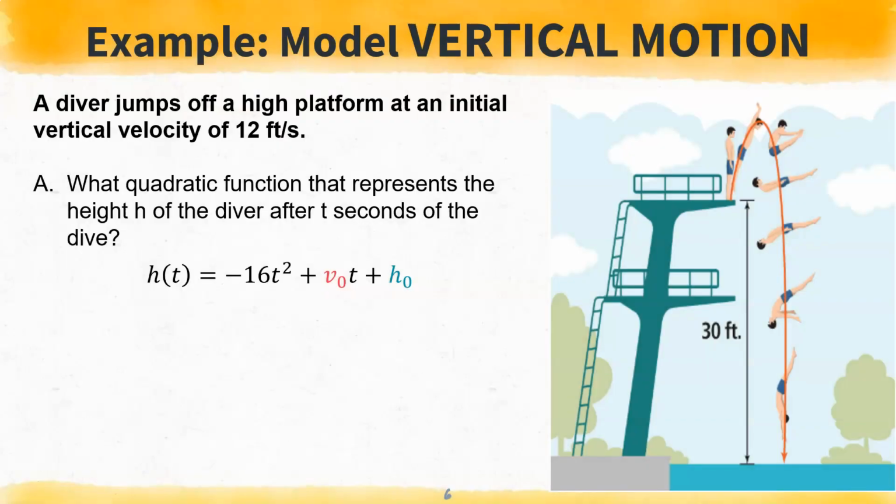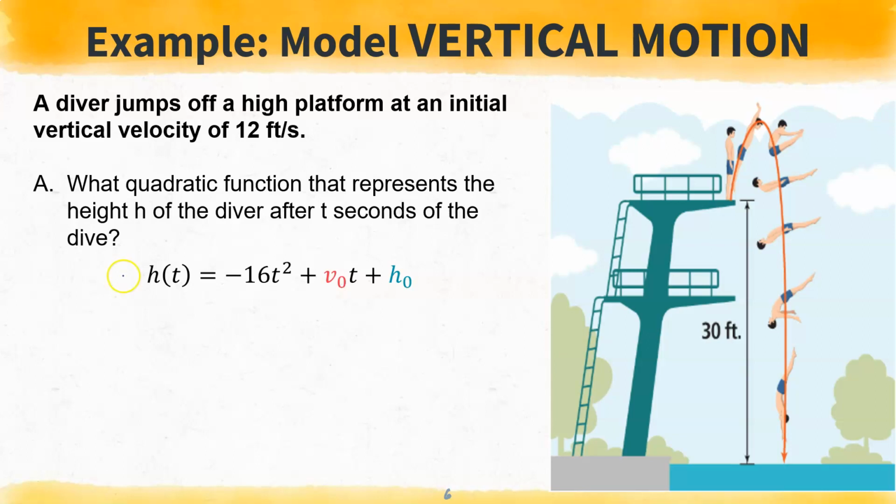Okay, so here's an example. We just saw the little video of a diver jumping, and so here's an example of the math behind it. This one says the diver jumps off a high platform at an initial vertical velocity of 12 feet per second. What is the quadratic function that represents the height h of the diver after t seconds of the dive? Sorry, I forgot a word there.